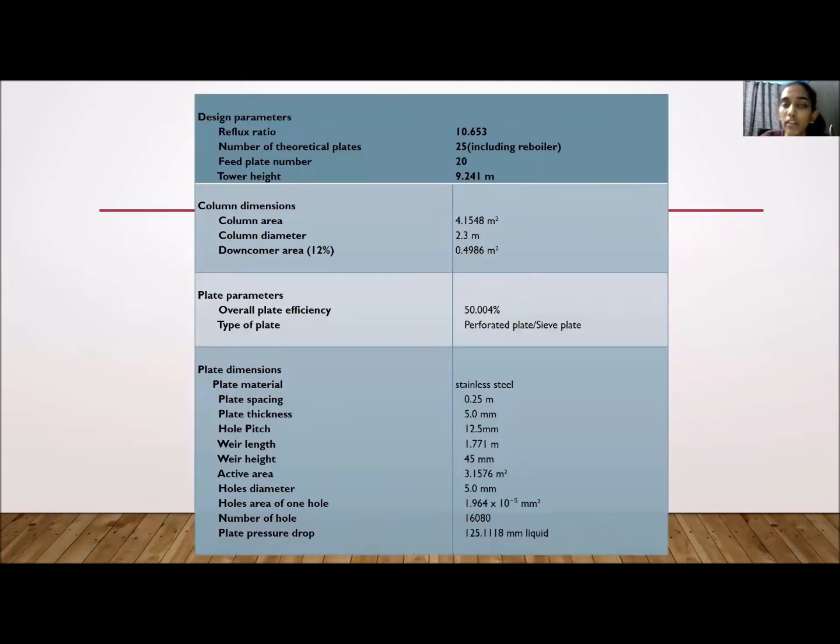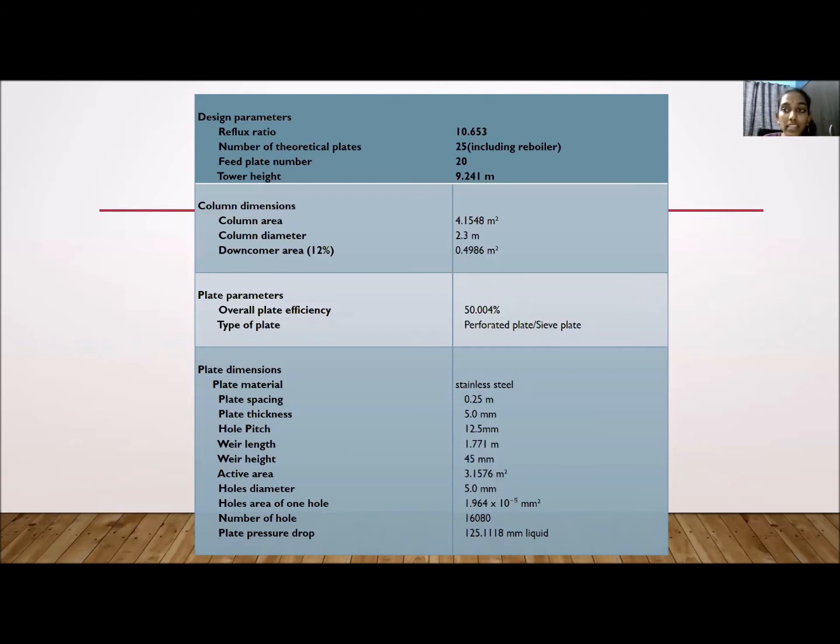Next, we move on to the mechanical design of the distillation column. We have around 25 theoretical plates and the feed enters at the 20th plate. The tower height is about 9.241 meters, which is acceptable because it's still below 30. The column diameter is 2.3 meters. The common column diameter is 2.5. And the overall plate efficiency is 50%, which is quite good.